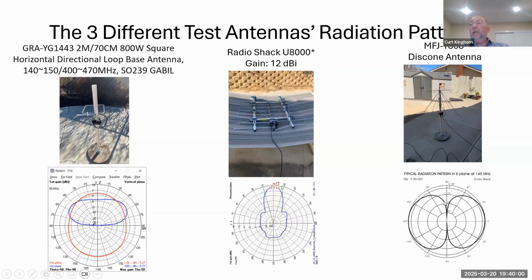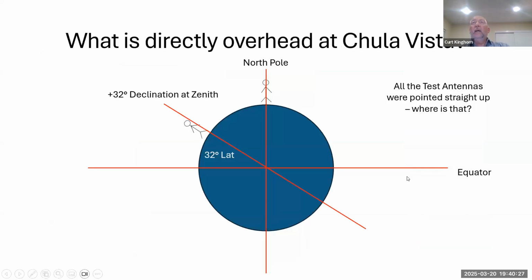And then finally, look at the radiation pattern for the discone. Remember, this is straight up, the 6 to 12 straight up. Notice there's nothing. So the discone is terrible at looking straight up, but it's pretty good side to side, because it's more of a communication antenna. That's why I hypothesized that I'd be able to see something with these two antennas, but not with the discone. And by the way, what is directly overhead in Chula Vista?